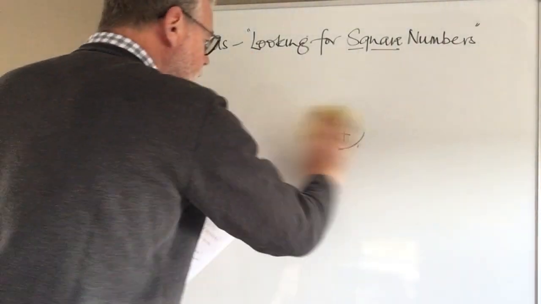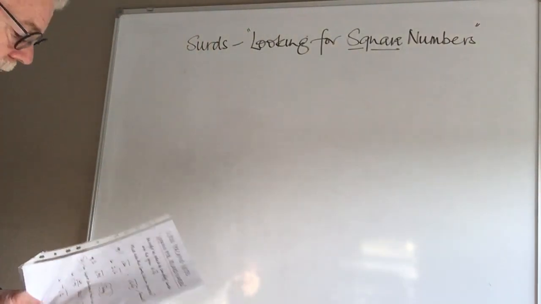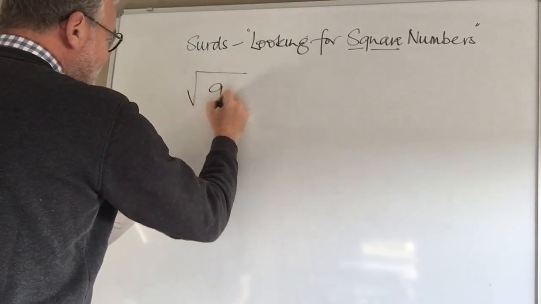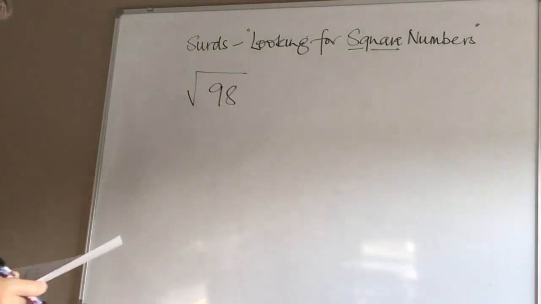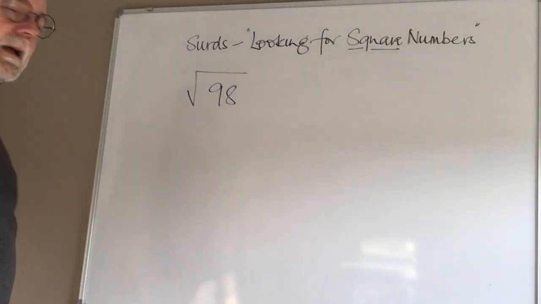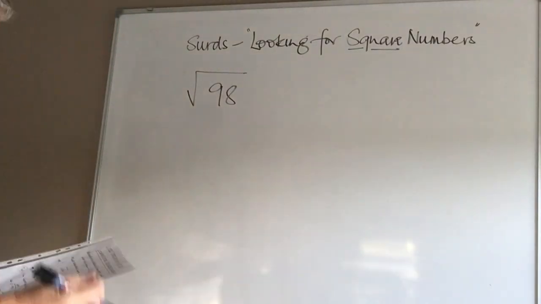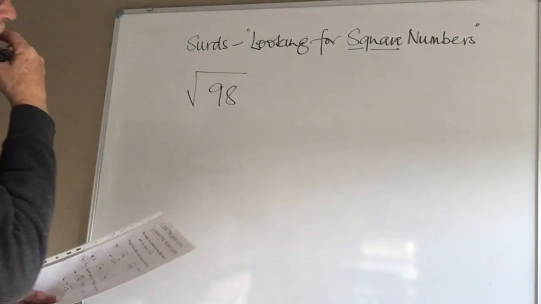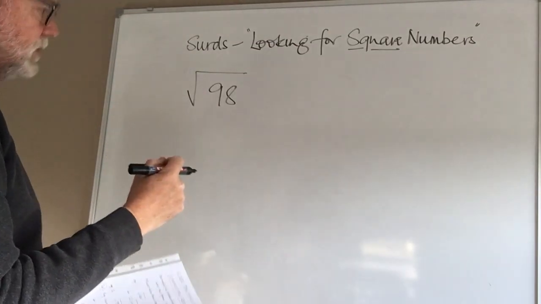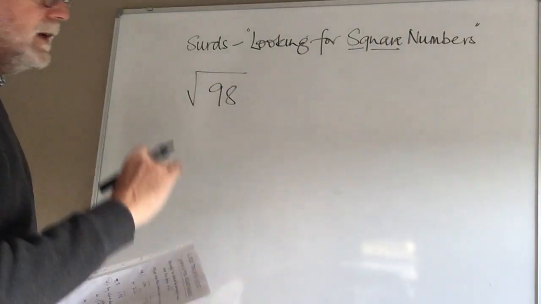Now that's a relatively straightforward one. Just be careful, because inevitably they get a bit trickier than that. Look at this one. If I this time had root 98, now this is a bit trickier, because I don't know about you, but I can't just look at that and think, oh yeah, I can see a square number in that. However, this is my advice to you: use short division and trial and improvement to see if anything comes to light.